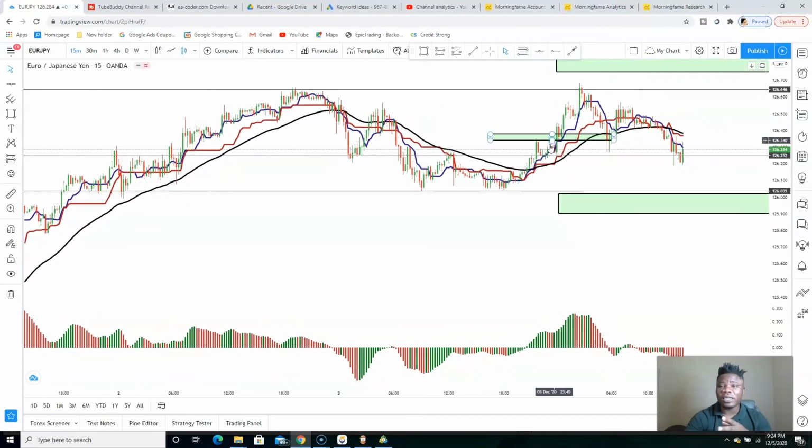And if you have got into this buy somewhere around here where I have this zone, you would have got in right there, and then your stop loss would have just been right below the 50 EMA. So that's how you have to use it for a buy opportunity and also for a sell opportunity.